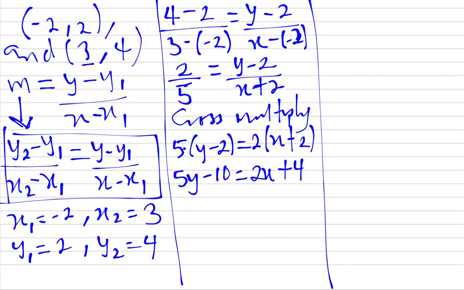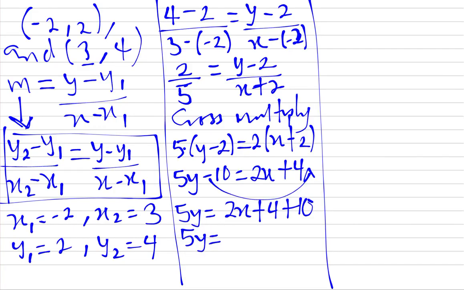Alright, so then, don't forget you want to make y the subject of the formula. So I'll take minus 10 to this side. Are you seeing that? So that will now become 5y equals 2x plus 4 plus 10. Plus 4 plus 10, because if minus crosses, it will turn to plus. So that will now become 5y equals 2x plus 14. Are you seeing that now?